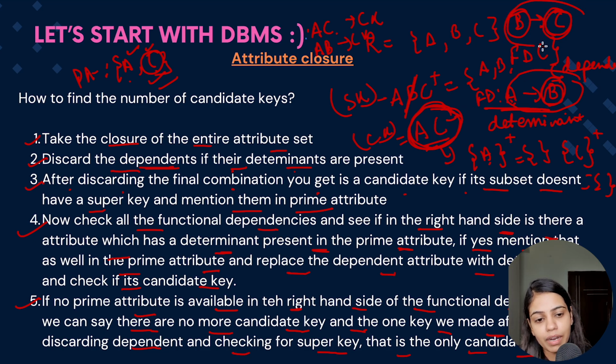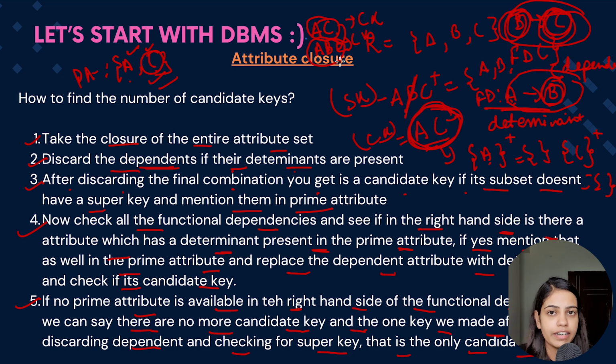But when we added an additional functional dependency where B determines C and C is a dependent, we can replace the dependent with its determinant, where AC can be replaced by AB, where C is replaced by B, and we can find out if AB is a candidate key or not.